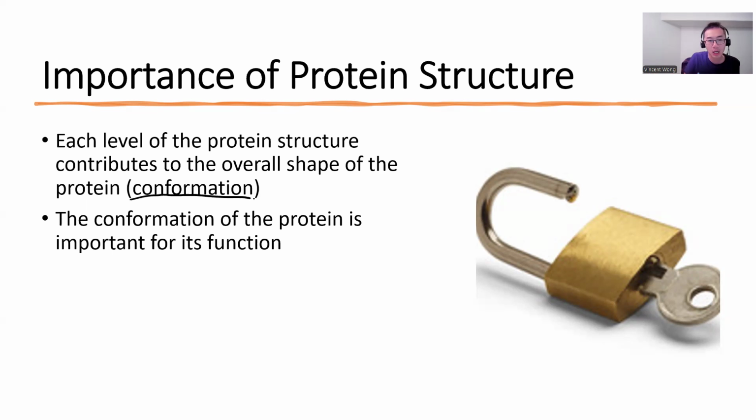The overall shape of the protein has a name. We call it conformation. In biology, people like to use big names for simple things. It's not my fault. It's just the way it is, okay? So the conformation, the shape of the protein, is very important for its function. We usually say there's a key and lock relationship between the shape and what it does. Because if you change the shape of the key, you cannot open the lock. If you change the shape of the protein, it will no longer work as expected.